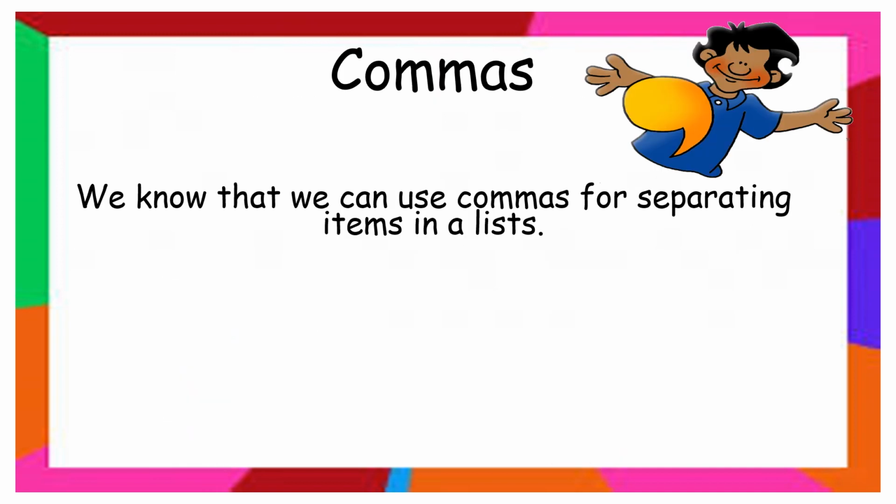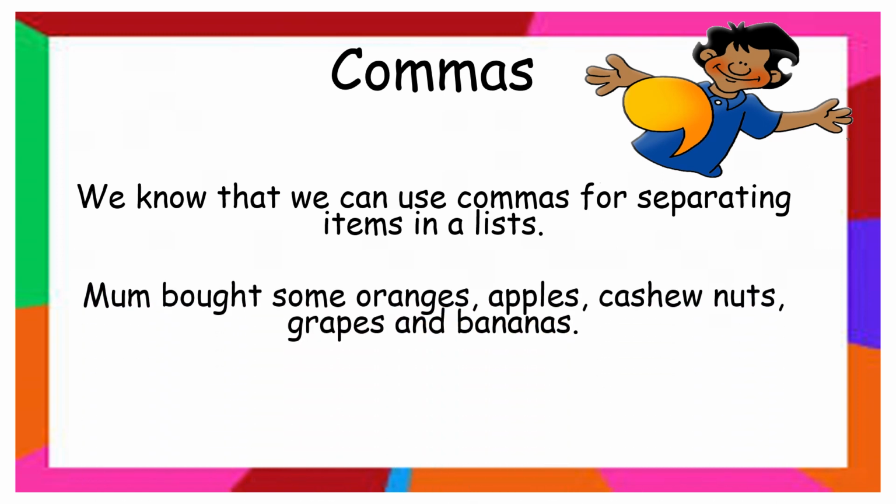Now let's look at how we can use commas to add details to a sentence. We know that we can use commas for separating items in a list. Example, Mom bought some oranges, apples, cashew nuts, grapes, and bananas. As you can see, we have used commas to separate these items in a list.